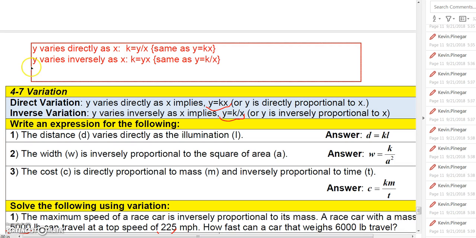Okay, that should finish this chapter on rational expressions.